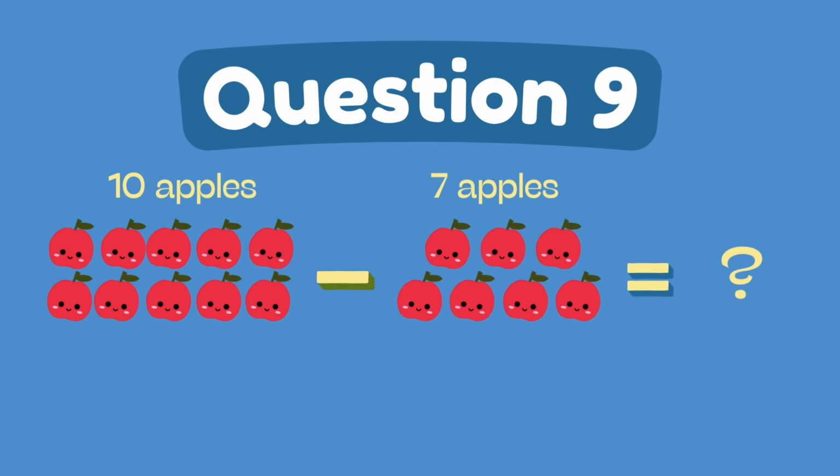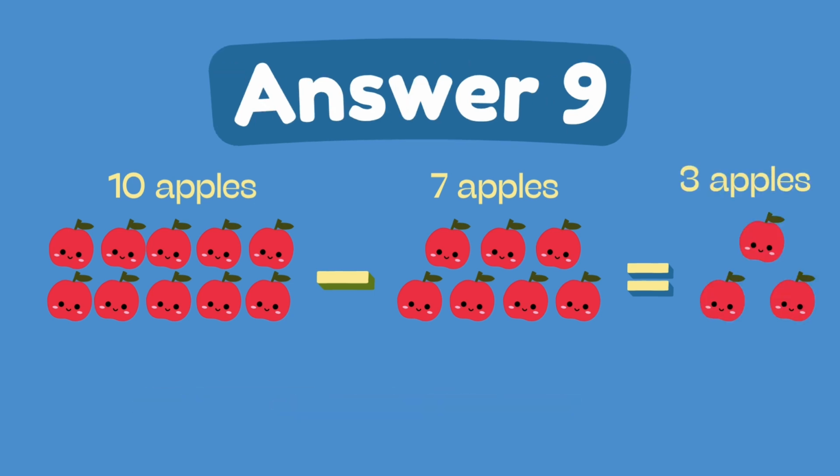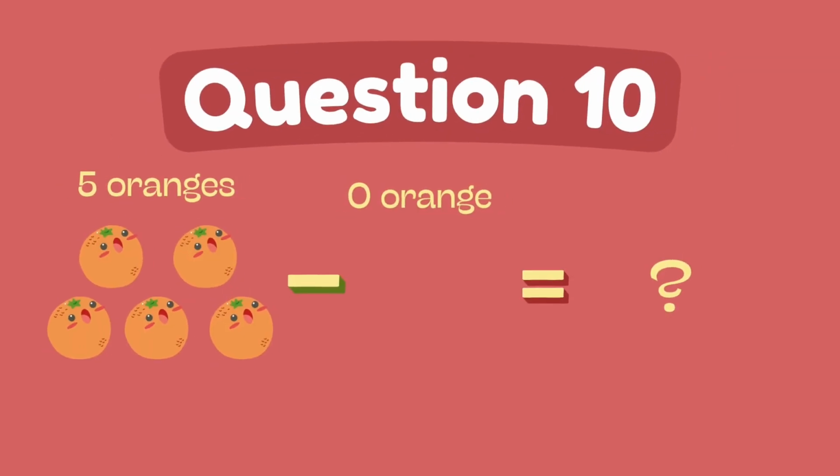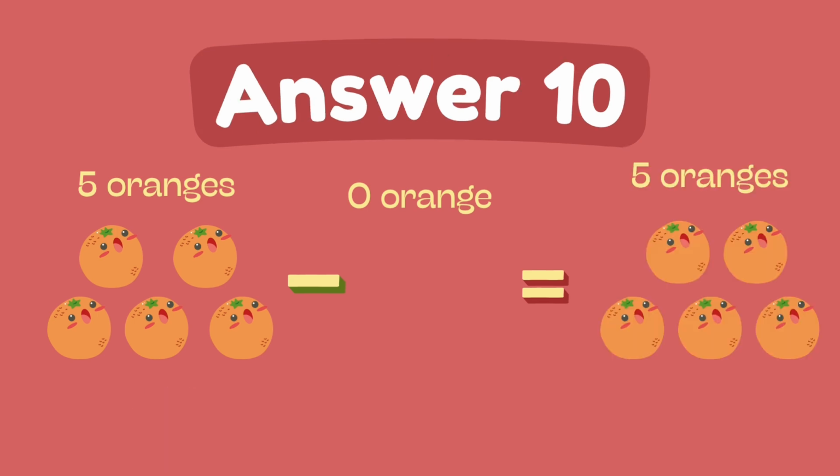What is 10 minus 7? The answer is 3. What is 5 minus 0? The answer is 5.